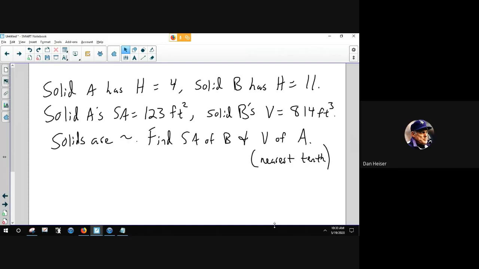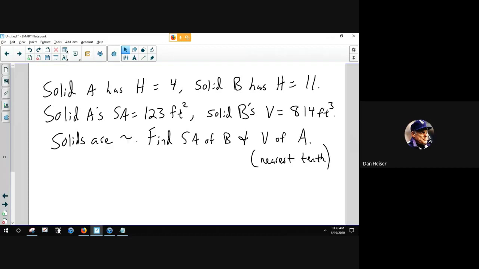I guarantee you, a question like this will be on your last graded work. And I guarantee you, if you don't use the correct ratio, you will not get the answer correct. You cannot use 4 to 11 if you're finding an area or a volume. You cannot use it. You have to use the appropriate ratio.